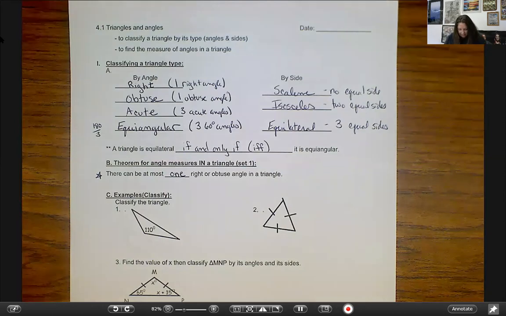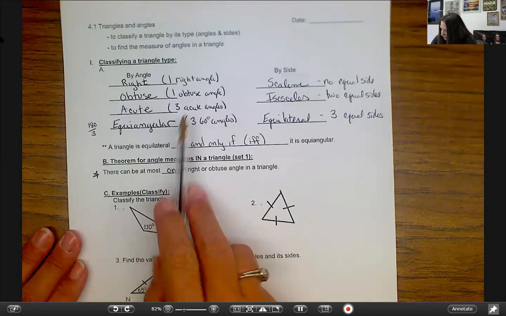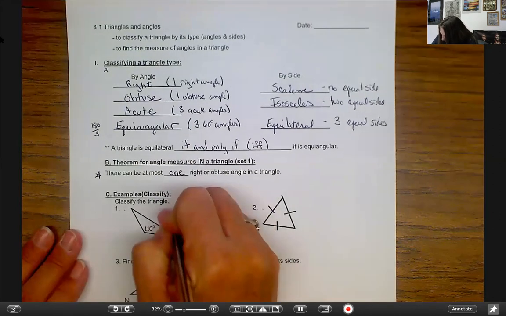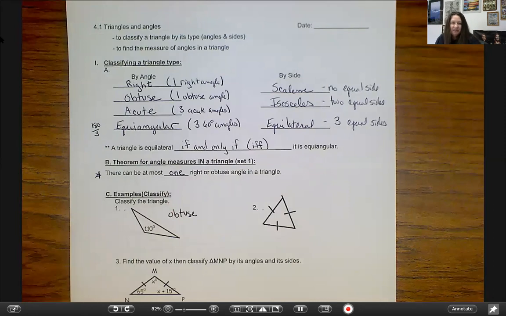And what I will even do, if need be, is show some measurements in this case. Here I do have a 110-degree angle. So that angle right away is obtuse. As soon as I know I have one obtuse angle, I know I have an obtuse triangle. So we're going to say this one is obtuse.